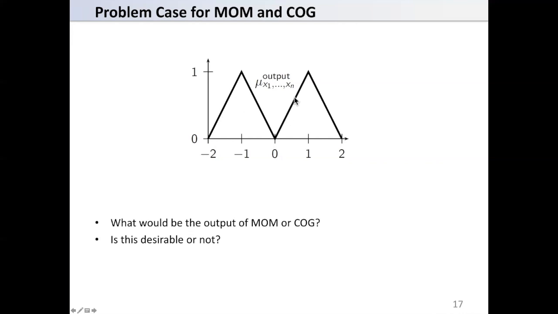But if you consider these membership functions, we have a center of gravity or mean of maximum at a value of y at a point such that the membership for the output is 0. So this is not a desirable case. We would prefer to have a high membership value for the point that we are going to apply to control the environment.